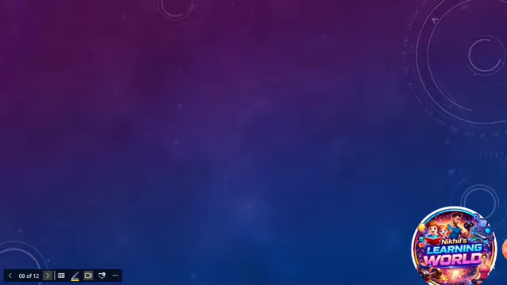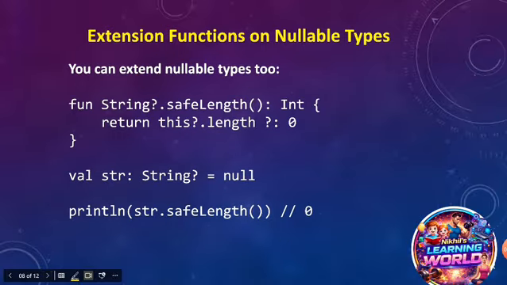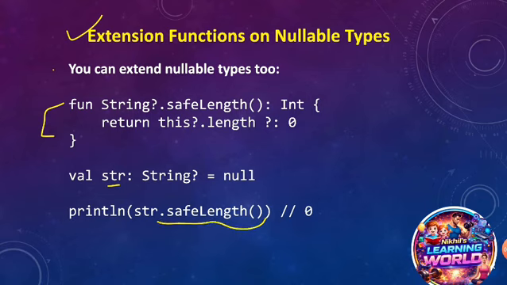Next, extension function on nullable type. You can extend nullable types too. For example, fun String?.safeLength(): Int = this?.length ?: 0. So if you are not sending any value, it will return 0. It's a nullable type.